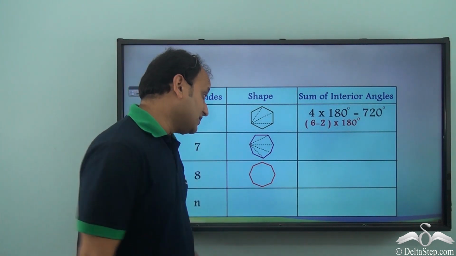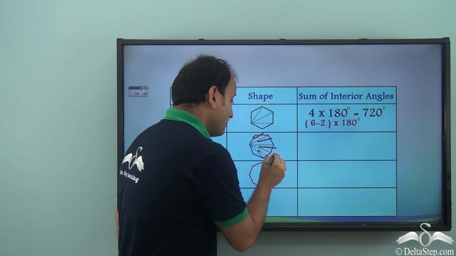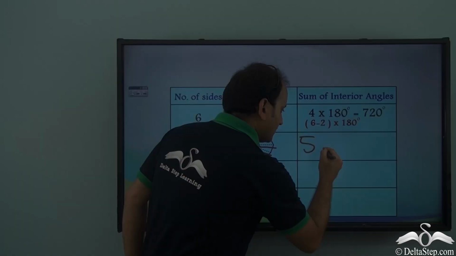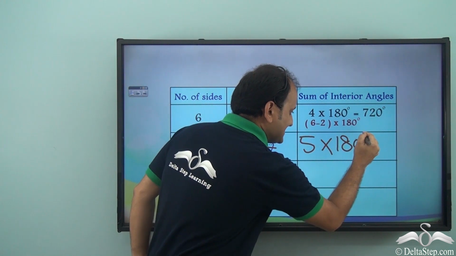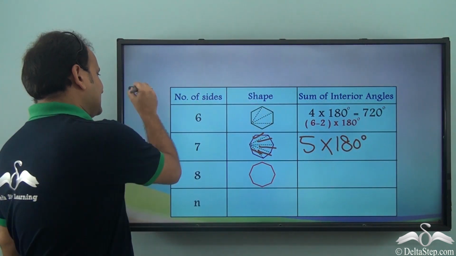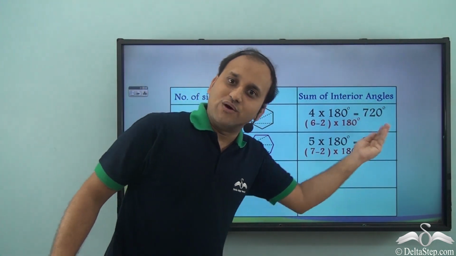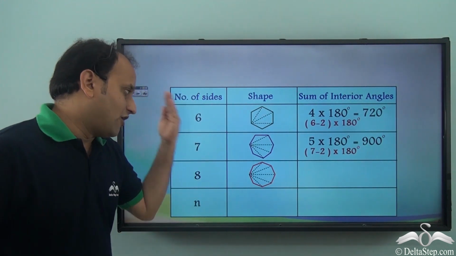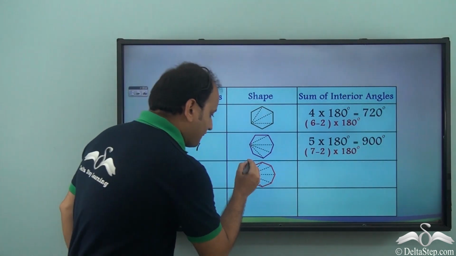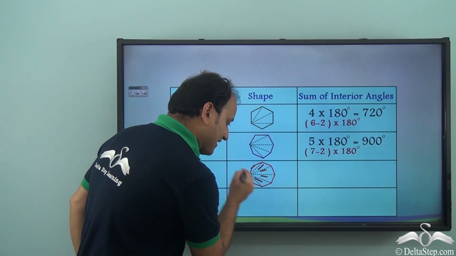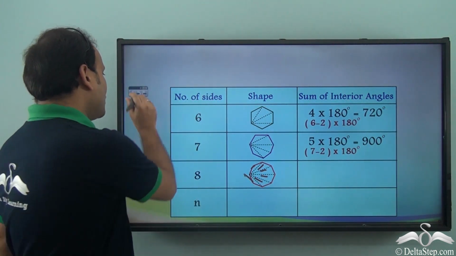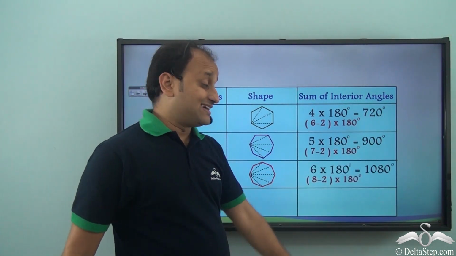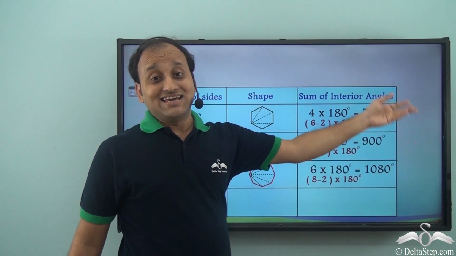Similarly, in the case of heptagon, we have 1, 2, 3, 4 and 5 triangles. So it is 5 into 180 degrees, or we can write it as 7 minus 2 into 180 degrees, which is 900 degrees. Similarly, for an octagon, again we have 1, 2, 3, 4, 5 and 6 triangles. So 6 into 180 or 8 minus 2 into 180 degrees, which is 1080 degrees.